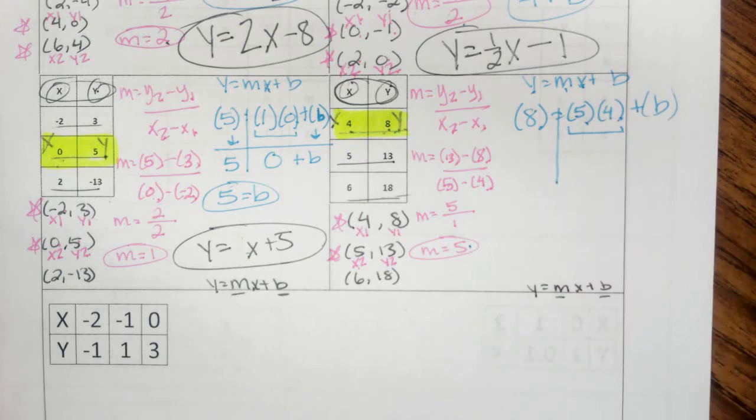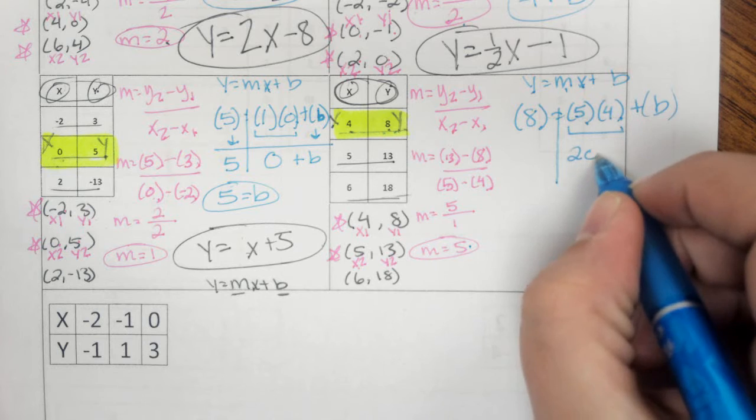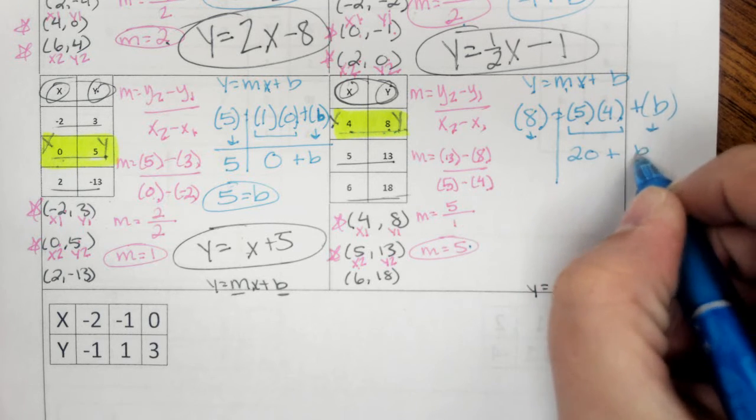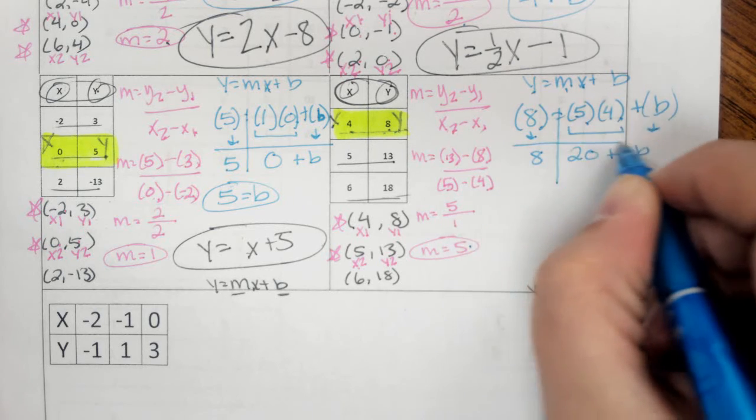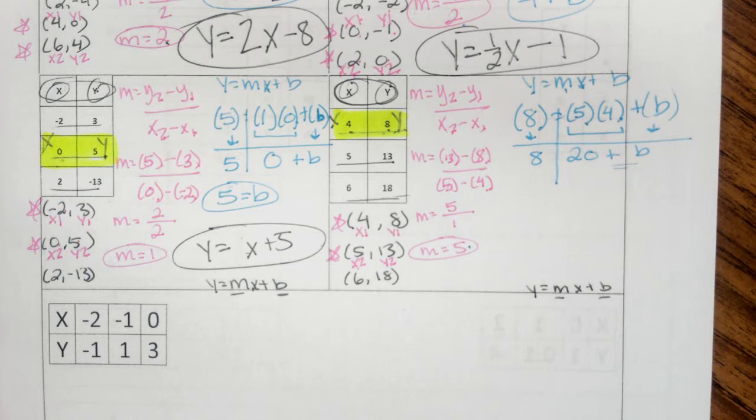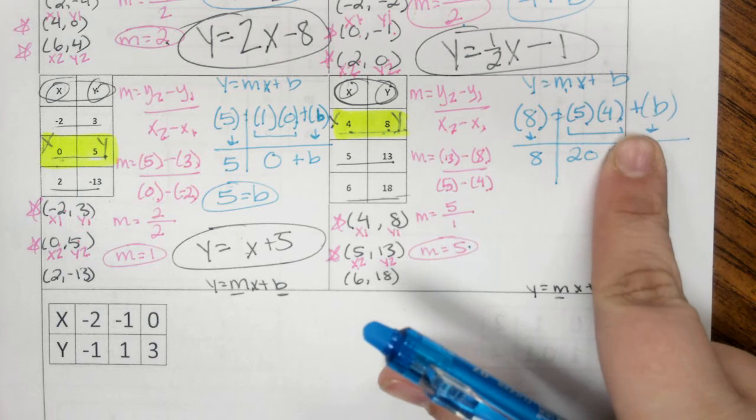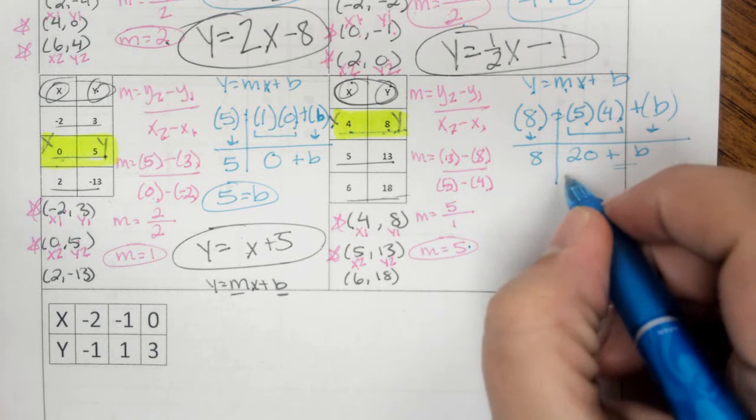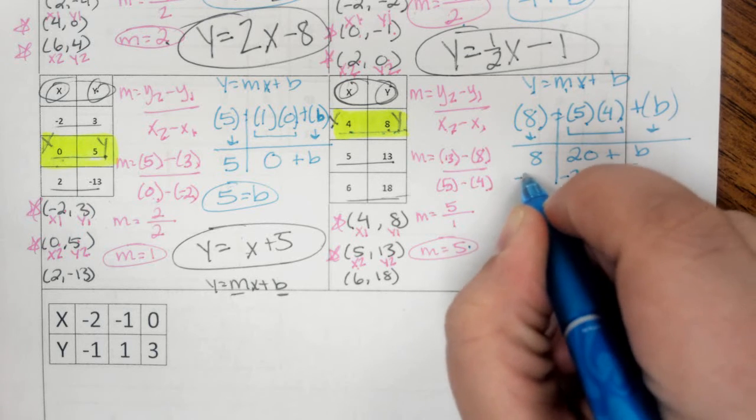We can multiply 5 times 4, so we'll have 20, drop down everything else. And now this is the equation we're dealing with. We want b isolated, so we're going to get rid of the constant on that side, 20. This is a positive 20, so we will minus 20 from both sides.